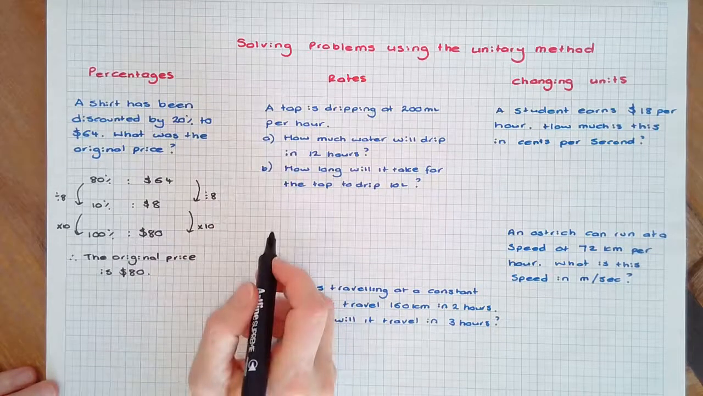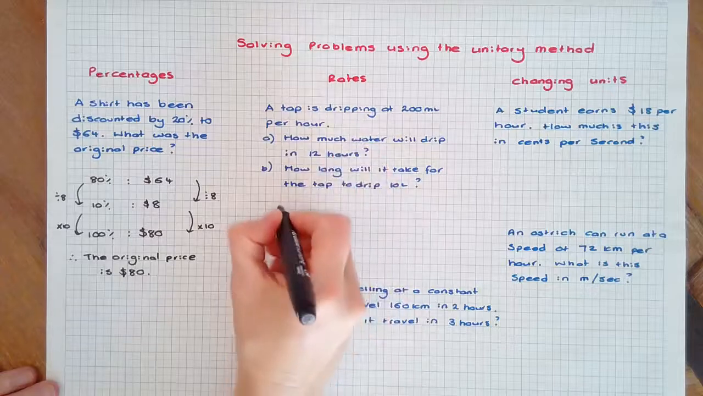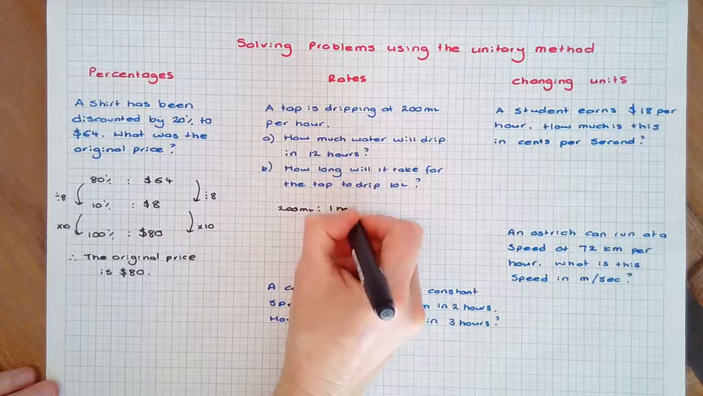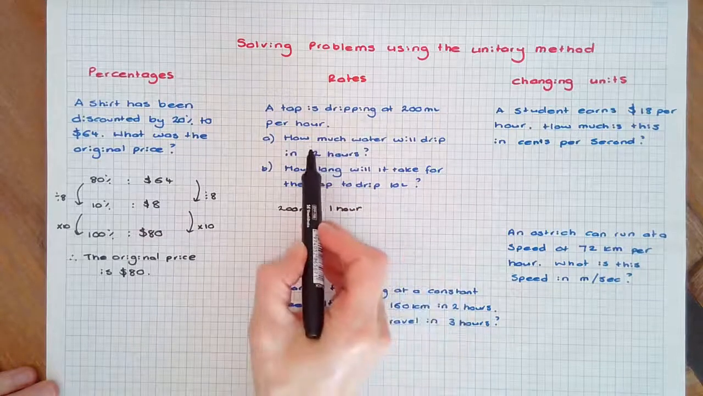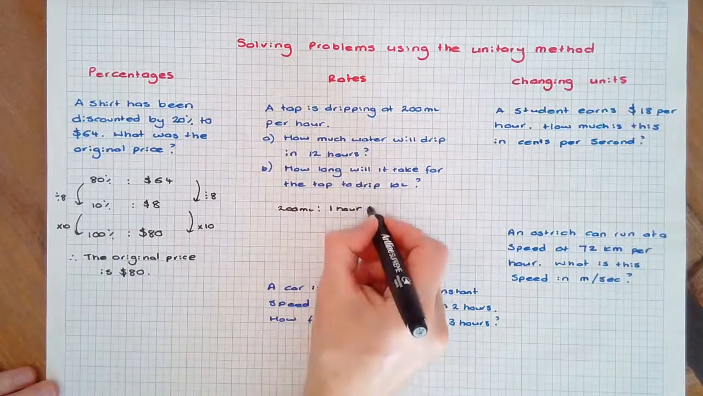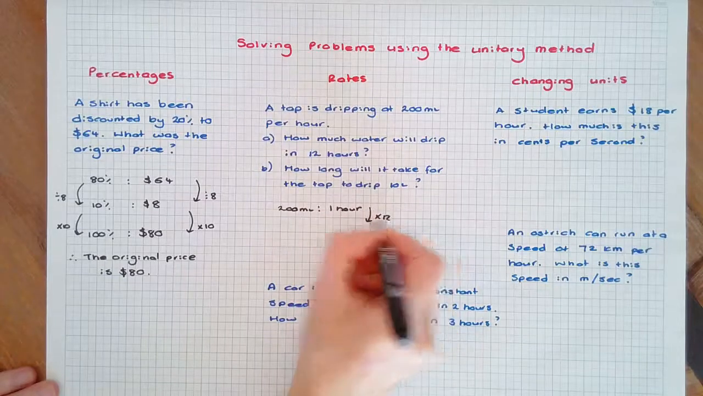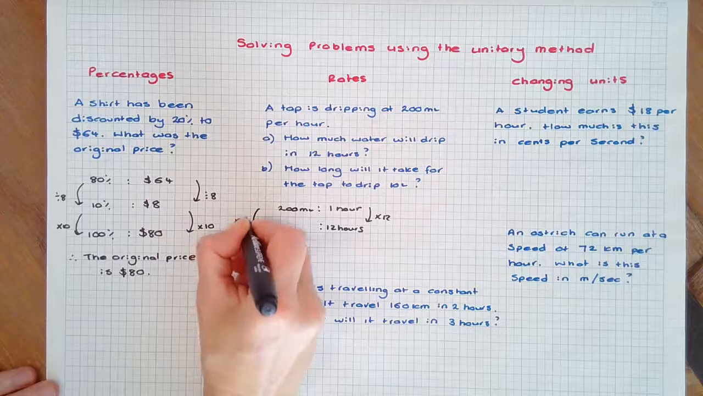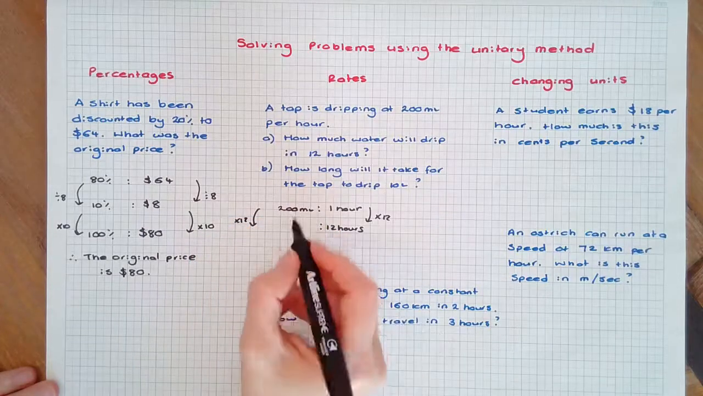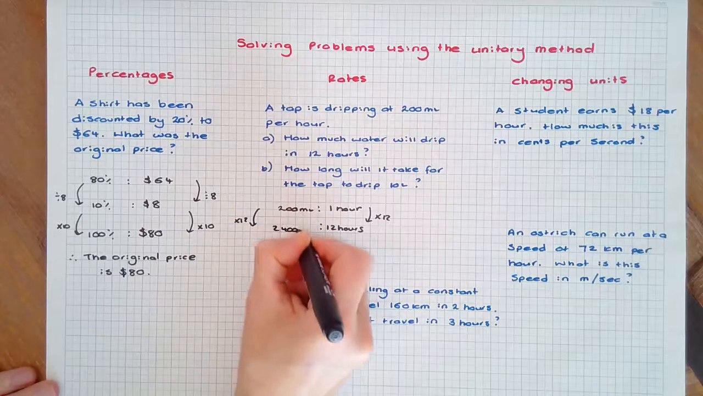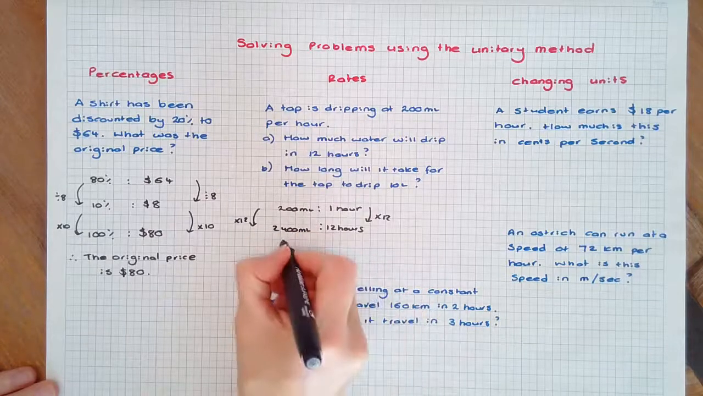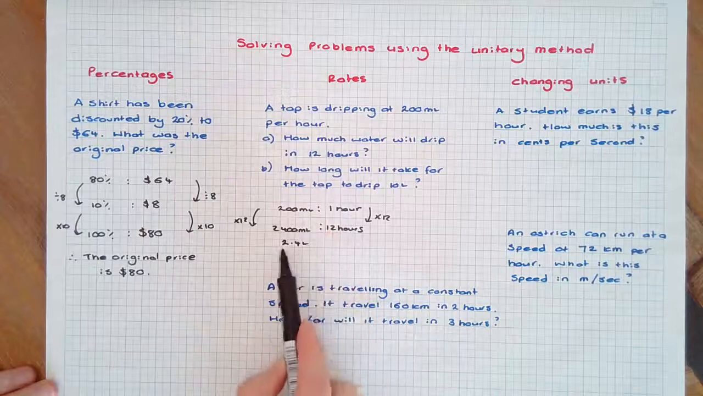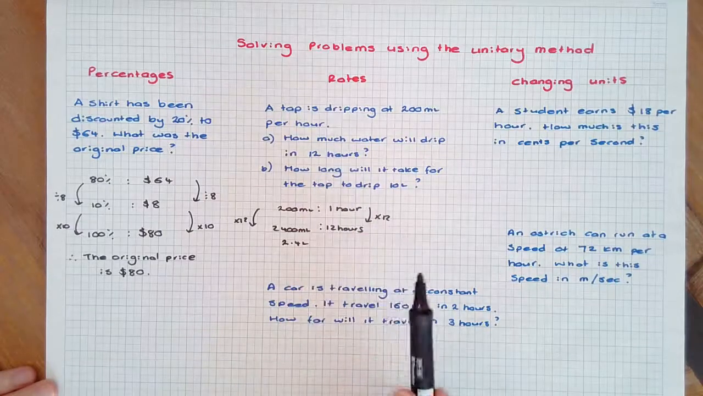Answering question A, we know 200 mils drips in 1 hour. And we're asked to find how much will drip in 12 hours. That is, we'll multiply the hour by 12. 200 mils times 12 is 2,400 mils, or we could convert to 2.4 litres. Therefore, 2.4 litres will drip in 12 hours.